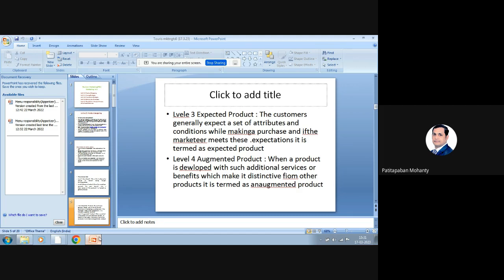And level four is your augmented product. When a product is developed with some kind of fortified services, or some kind of add-ons, or additional services, or additional benefits, that is called augmented product. So augmented product is a very basic product which has some extra things, or some additional services included in it, so that the guest becomes very happy and delighted. So that is called your augmented product.